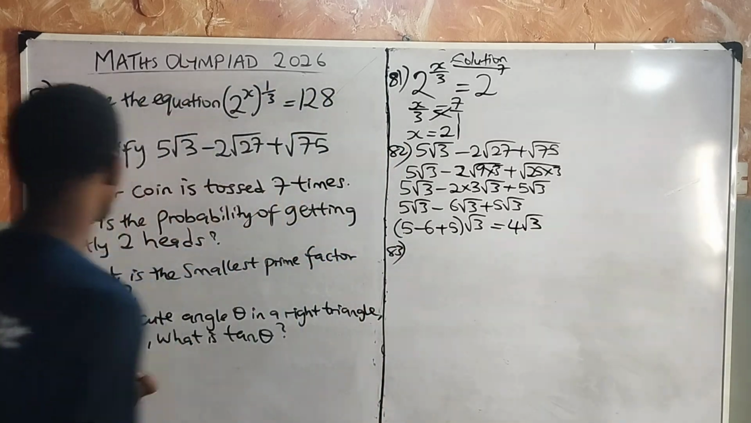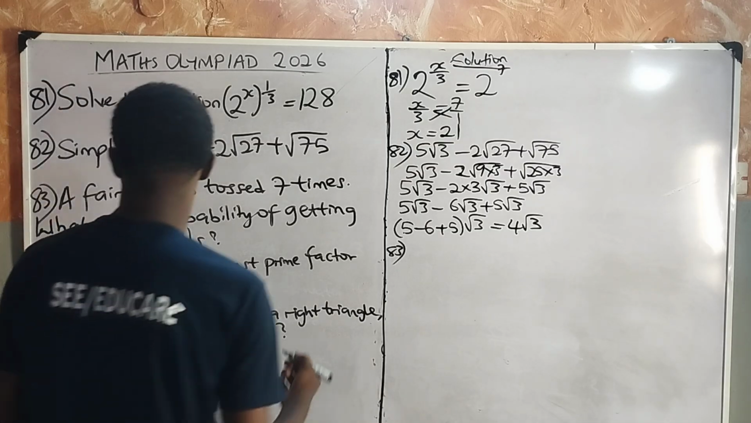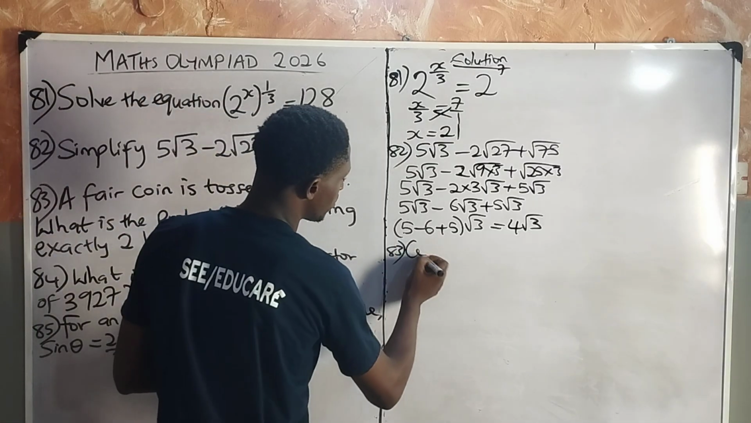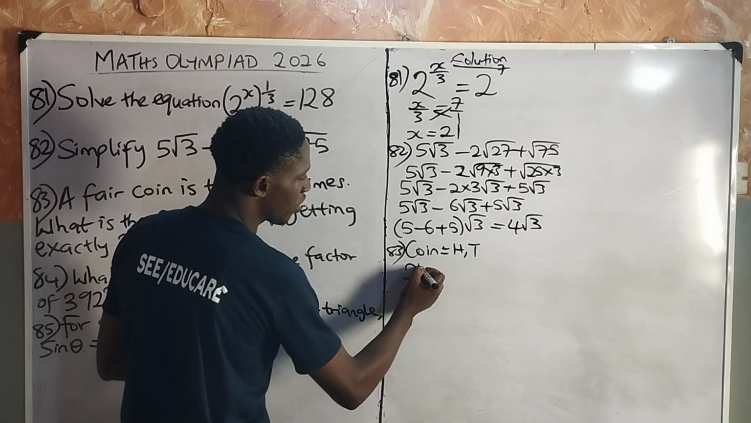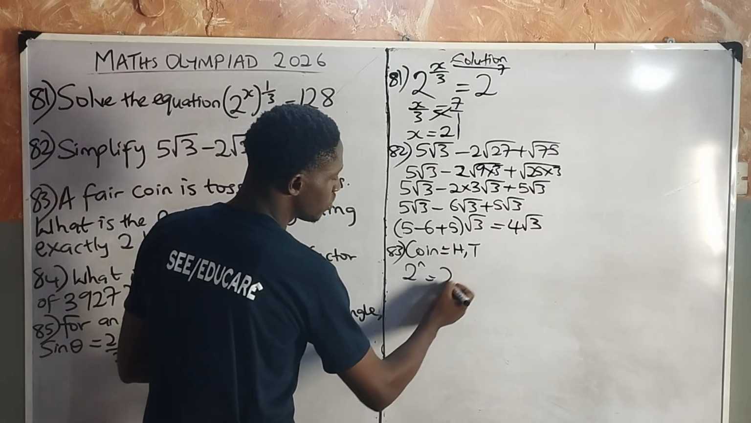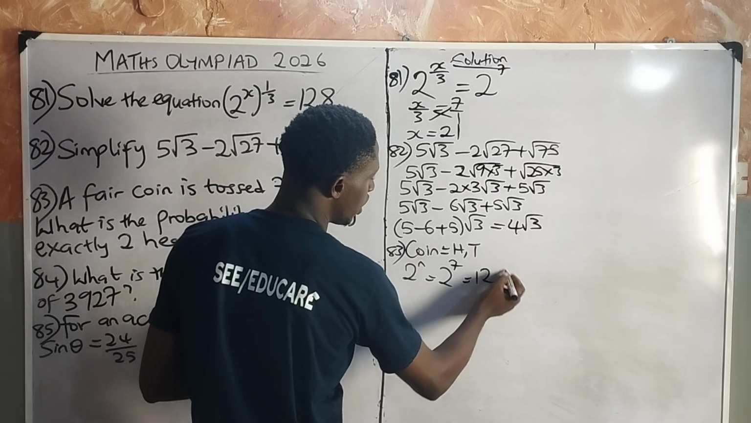Number 83. A fair coin is tossed 7 times. So a coin has 2 faces, head and tail. So this is 2 raised to the power of n. We have solved this before. So this is 2 raised to the power of how many times? That is raised to the power of 7, which is 128.